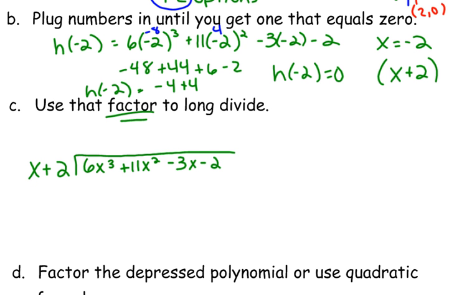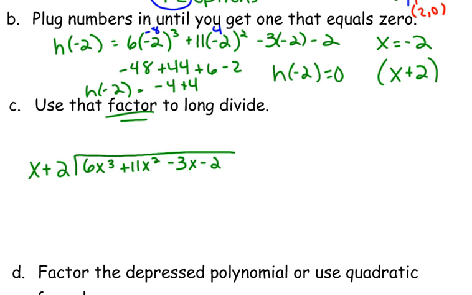The reason I'm doing this is once I take out this x plus 2 and see what times x plus 2 makes 6x cubed plus 11x squared minus 3x minus 2, then I have what's called our depressed equation, or our depressed polynomial. And that I hopefully can factor or use the quadratic formula on to find the other two roots. I can't find them unless I take the x plus 2 out.